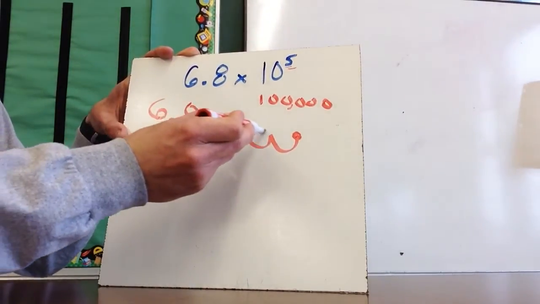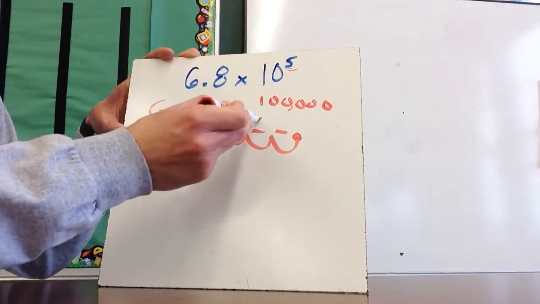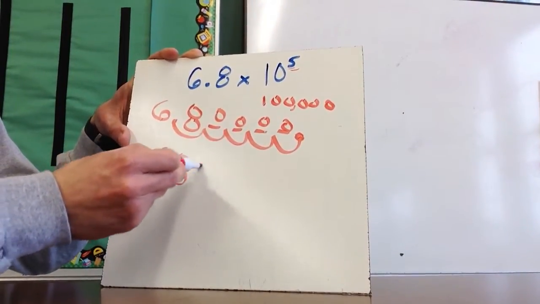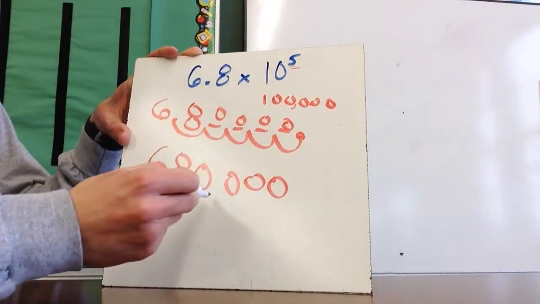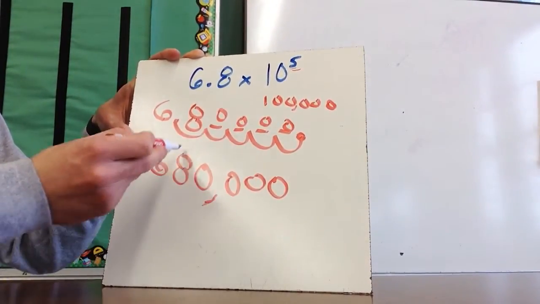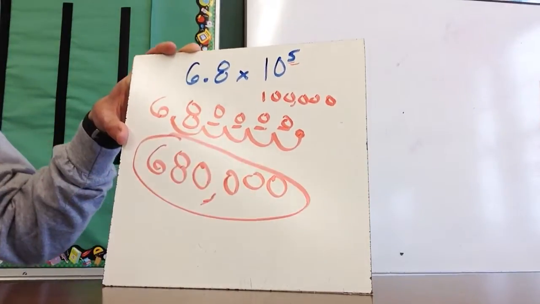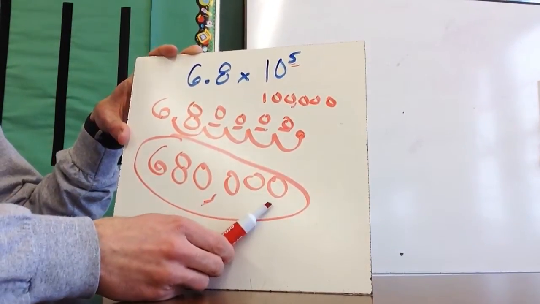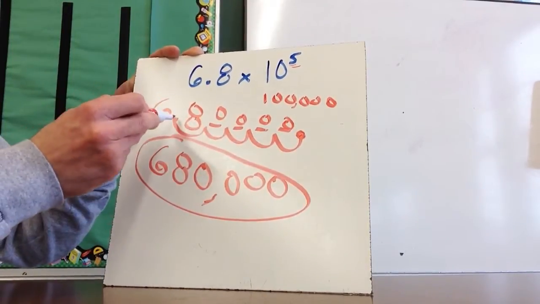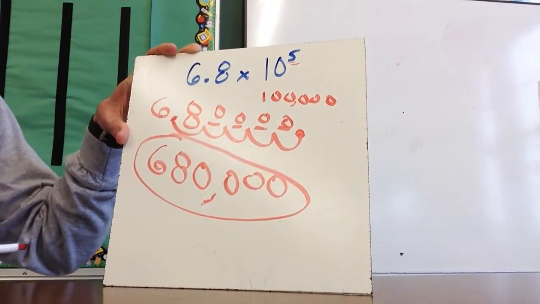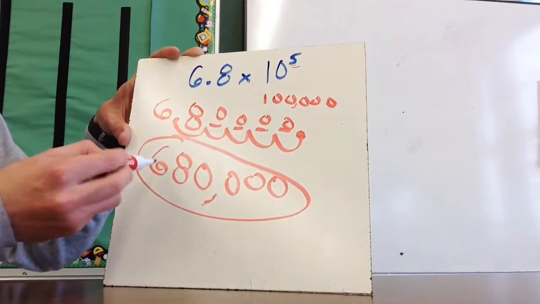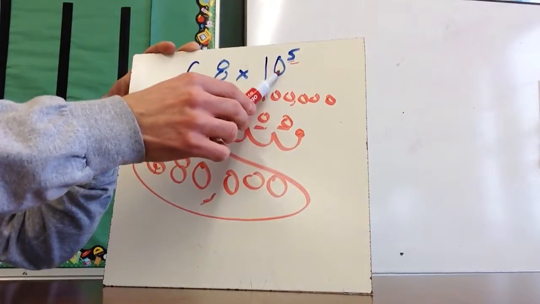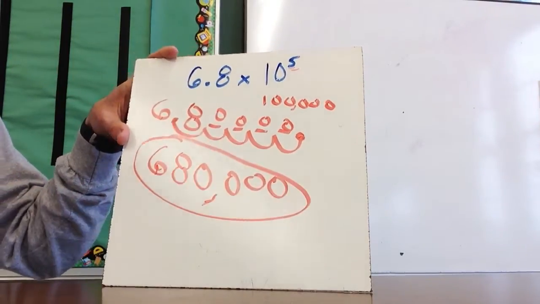Okay, and then I'm going to fill in these blanks with zeros. And so as I write my final answer and add the comma, I want you to notice that oftentimes people are told that this is how many zeros you add. You'll notice there are not 5 zeros, but what I did was I moved the decimal 5 places from where it was. So my final answer is 680,000. So 6.8 times 10 to the 5th is the same as 680,000.